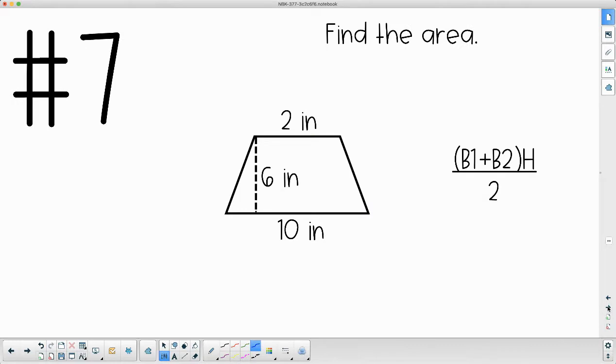Number 7 is... oh man, the word just left me. It left me. Is a trapezoid. That's what it is. Okay. Whew. It's been a little bit since we've done this.